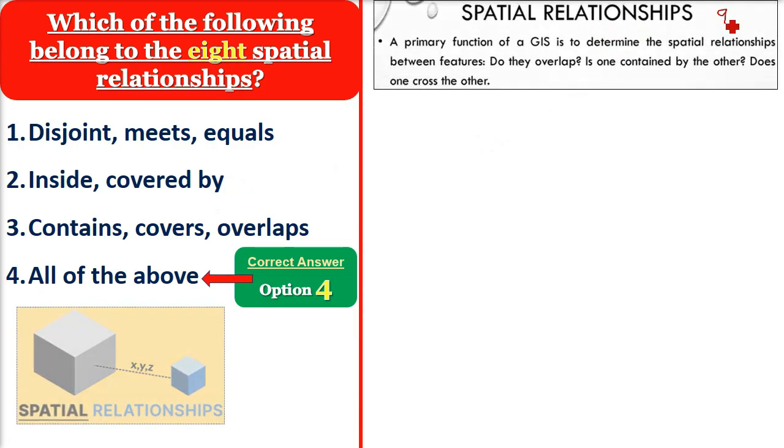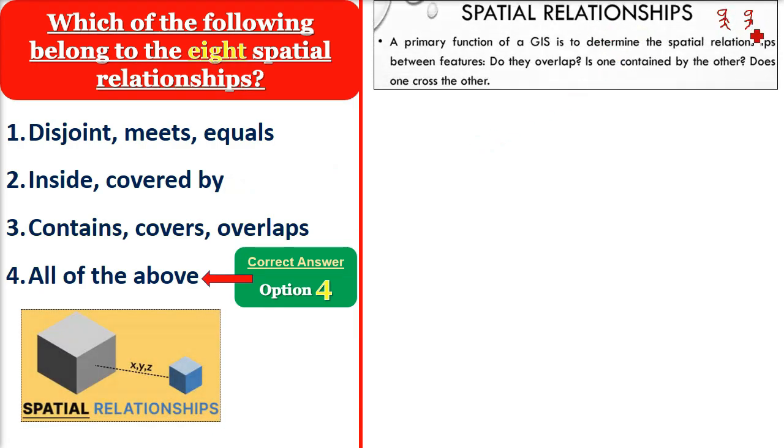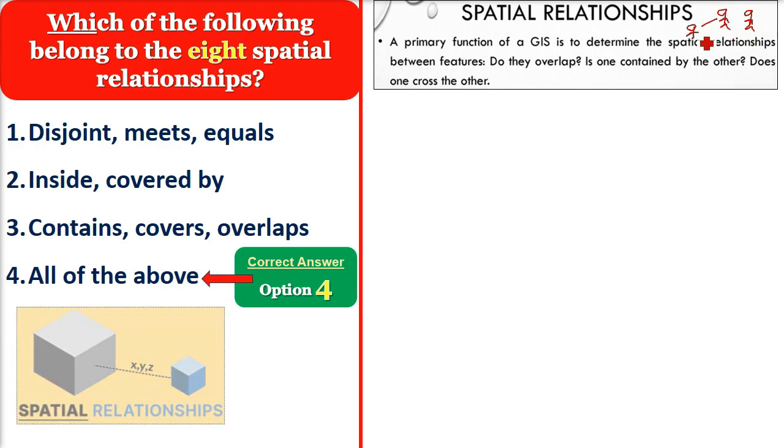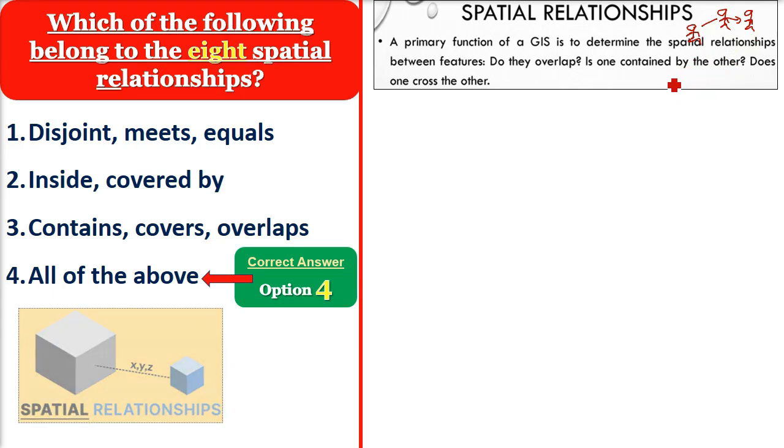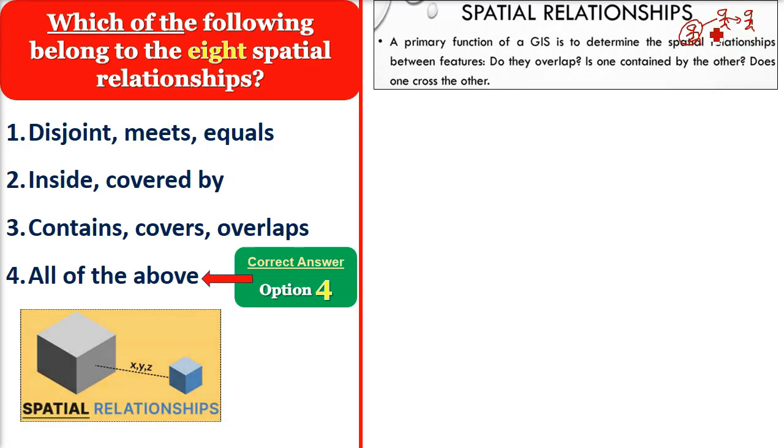Spatial relationships. See, you have a relationship with your mother and your boss or a teacher. So these relationships in the spatial scenario, in the geographic scenario, there are places which are on the left of some places or right of some places. So a primary function of GIS is to determine the spatial relationship between features.